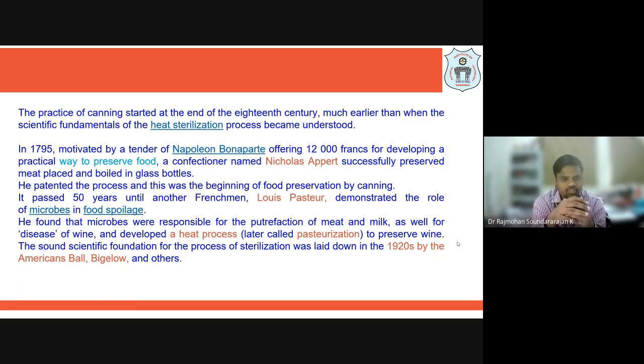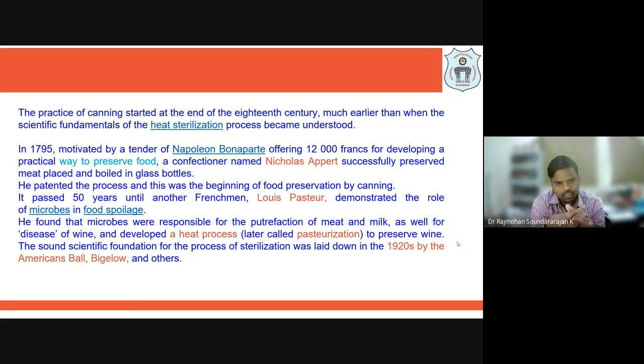Even though we had not understood the basic concept of heat sterilization, in 1795, motivated by a tender of Napoleon offering a huge sum of money for developing a practical way to preserve food, a confectioner named Nicholas Appert was successfully able to preserve meat placed and boiled in glass bottles. Remember, in our place also we used to dry even fish and meat and store it, right? People found some way of preserving food without it getting contaminated.